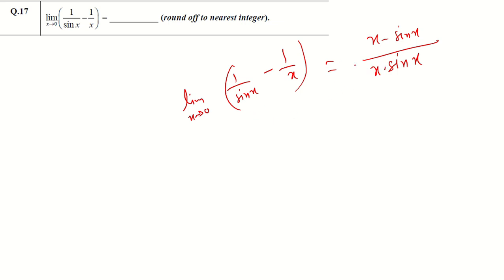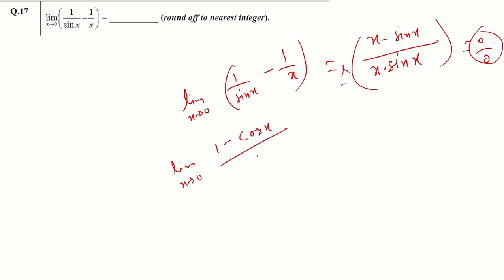Just take LCM. Our limit we will apply here. So limit x tends to 0, L'Hospital rule. We will apply L'Hospital rule. If we apply here x equal to 0, it becomes 0 by 0. So it is better to differentiate once more. 1 minus cos x after differentiating, x cos x plus sin x. If here we apply x equal to 0, again we will get 0 by 0. So again we will differentiate.